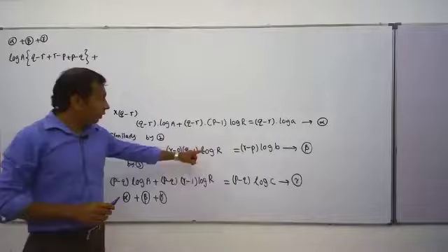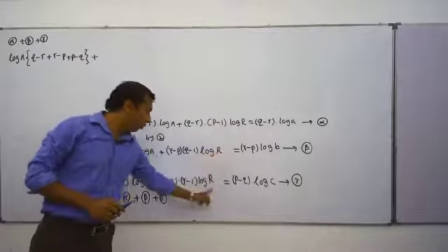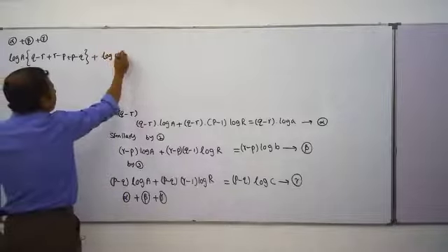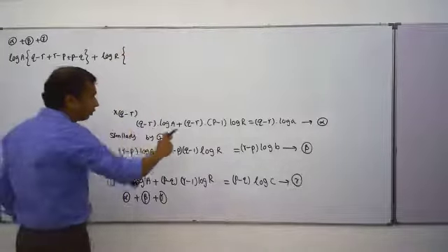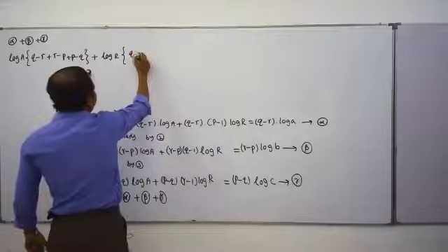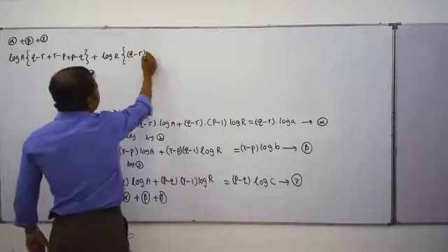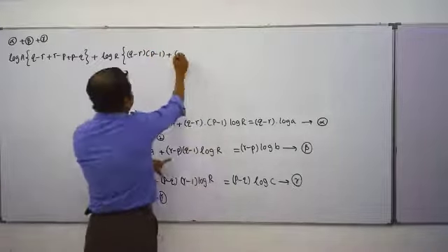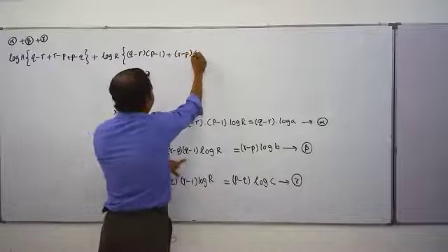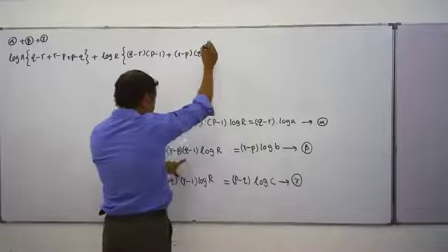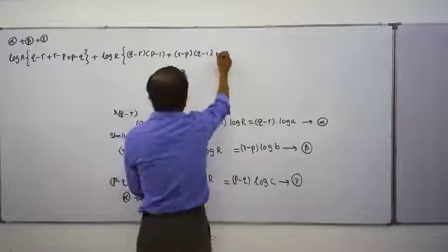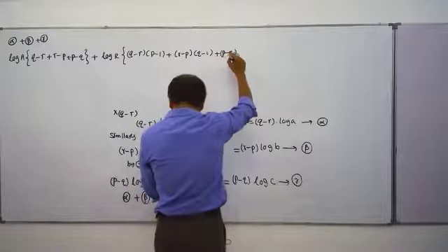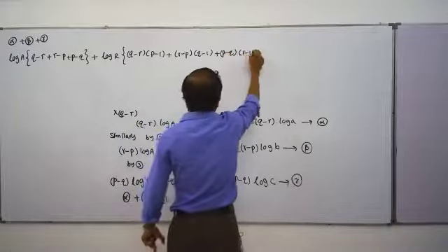And here, log r is common for all 3. Take log r out. Once you take log r out, here we have q minus r, p minus 1. And here, r minus p, q minus 1. And here, p minus q, r minus 1.